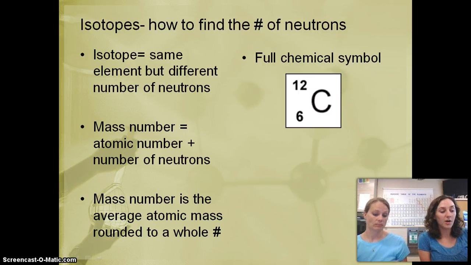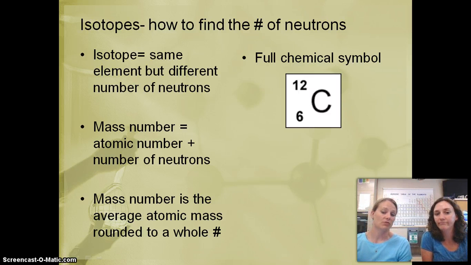So let's look at carbon. Carbon has an atomic number of 6. That means there are 6 protons. Look at the mass number. It is 12.01. We're going to round it to 12. So your mass number is 12, your atomic number is 6, so that leaves 6 neutrons. You're going to take your mass number minus your atomic number to find the number of neutrons.